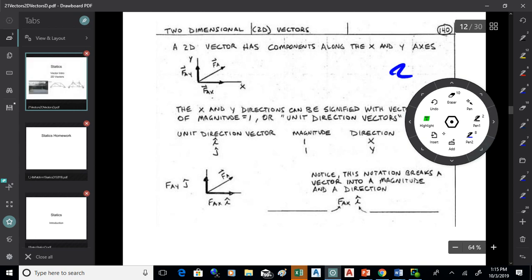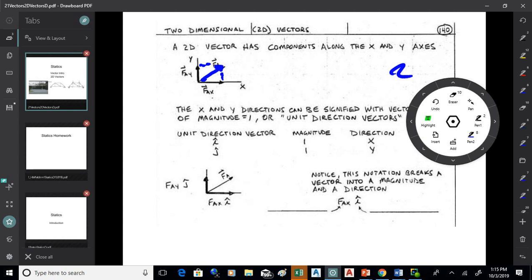So what I've got here on page 140 of your notes is a vector. And there it is, so it's going off like that. And what I can do is project that down to the x and y axes. So I can take that vector FA and I can break it up into FAX and FAY, two pieces.